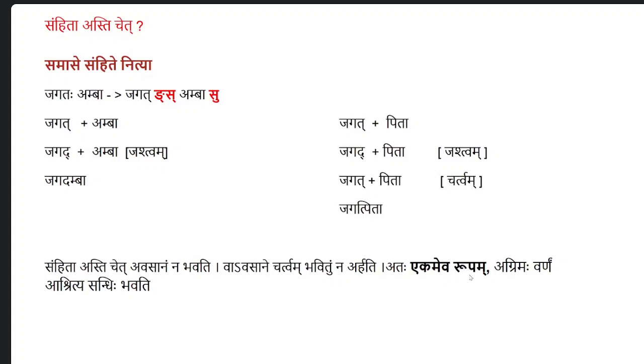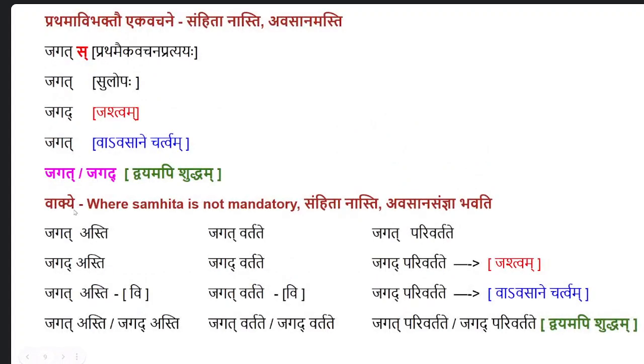Ataha ekameva rupam. There, since there was an optional Chartvam happening, we had two forms. Here, there is no scope for that optional Chartvam to happen. So there is only one form. Whenever there is a Samhita, you get only one form. Agrimaha varnasya ashritya sandhihi bhavati, whenever there is Samhita. This is what we learnt. There, there was a break, so that is why we had two forms.